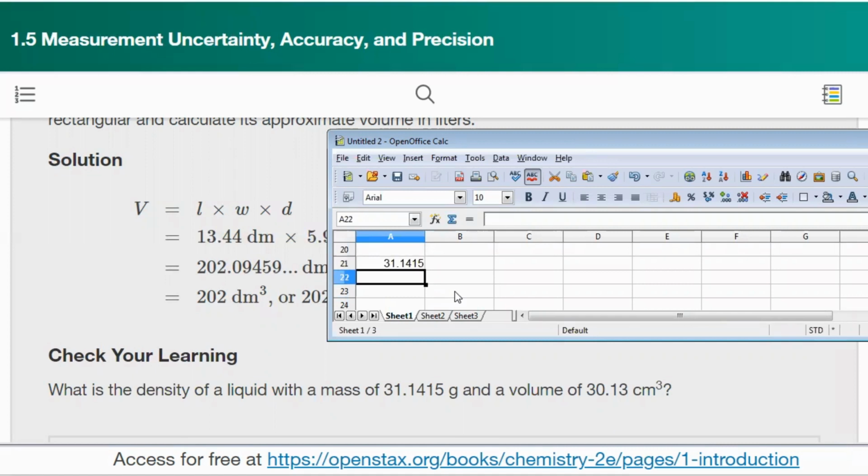31.1415. By the way, I love spreadsheets. It's a great way to do this, because if you make a mistake in a big calculation, you only have to correct that mistake. You don't have to punch the numbers in again into the calculator. So that's in grams and that's in cubic centimeters. So let's multiply. Nope, we want to divide. Density is the mass divided by the volume. So that's the mass in grams divided by the volume, and that should be grams per cubic centimeter.